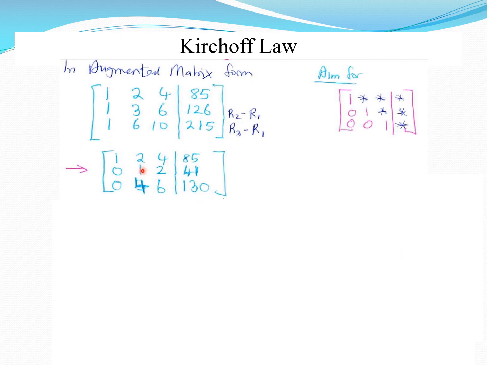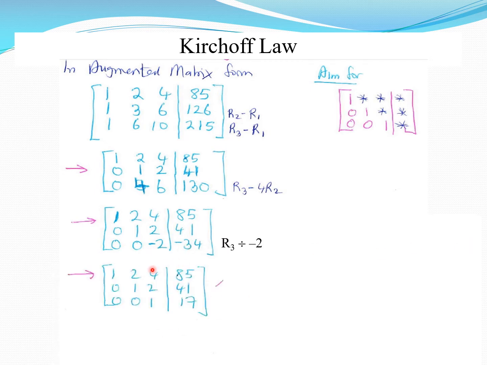We have our 1 in that position there, so that's good. And now we're going to do row 3 take away 4 row 2. So we end up with 0 minus 0, 4 minus 4 1s is 0, 6 minus 4 2s, 6 minus 8 is minus 2, 130 minus 4 by 41, so it's 130 minus 164, which is minus 34, and we're nearly there now in our Gaussian elimination. We want to get that situation there, so we divide that row 3 by minus 2, and we get 0, 0, 1, and 17.